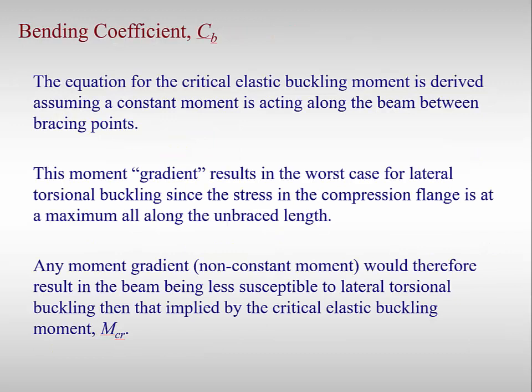The equation for the critical elastic buckling moment is derived assuming a constant moment along the entire unbraced length of the beam. This actually results in a conservative assumption, since in practice, the moment will seldom remain constant along the unbraced length. There's always some change in the moment between bracing points. This means that the compressive stress is not at a high level along the entire length of the compression flange, reducing the susceptibility of the beam to lateral torsional buckling.